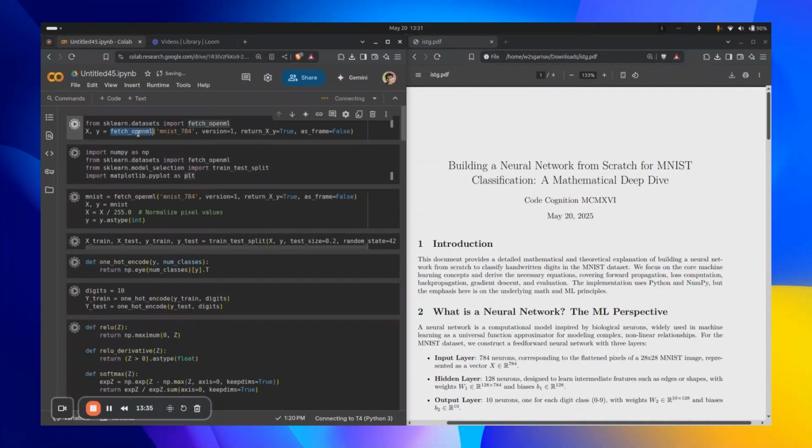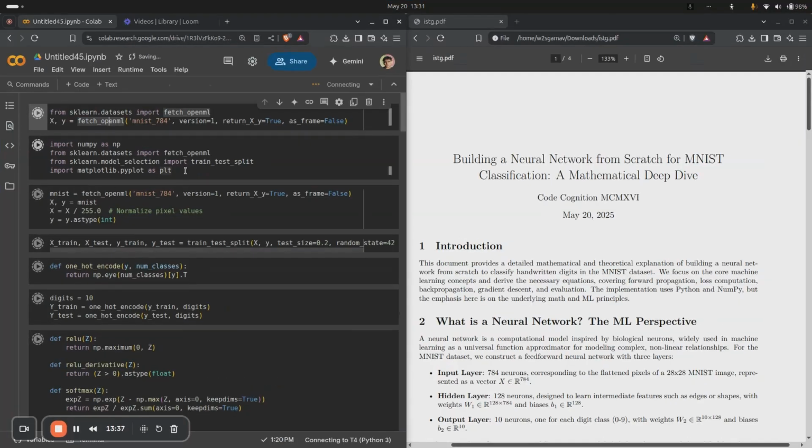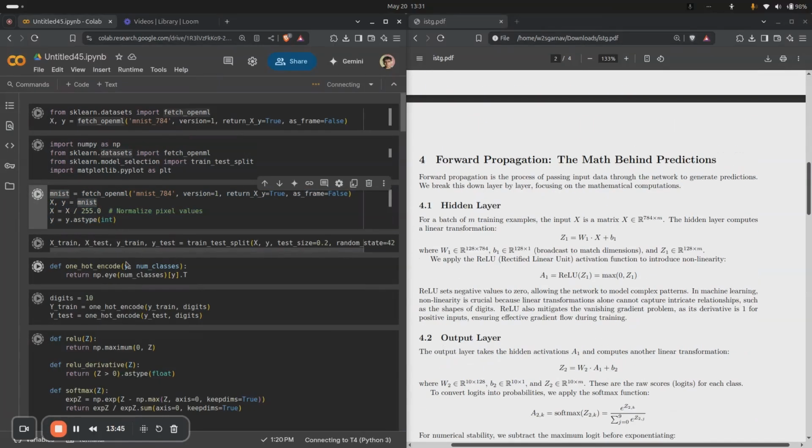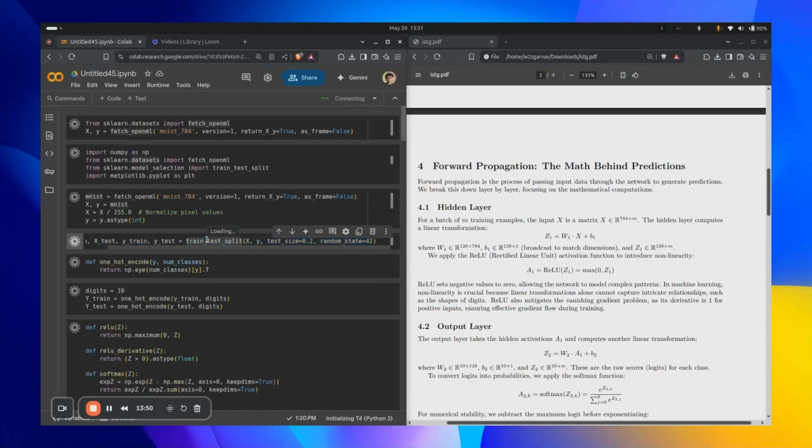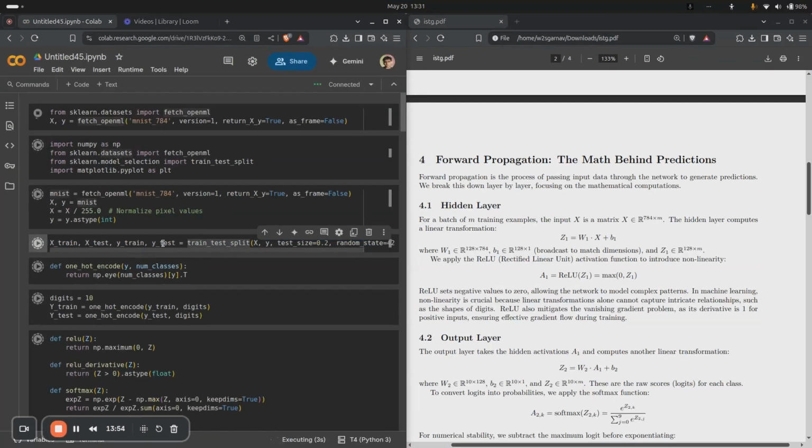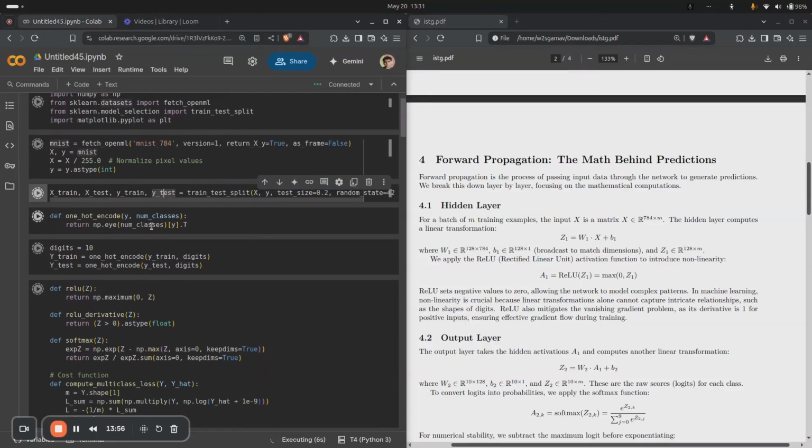In the first code cell, we have imported the dataset, and these are the other import statements that we have. And then we have normalized the data, as we have read over here as well. And then we have split it with the test size as 20% and the training size as 80%. And then we have one-hot encoded the labels as well, where we now know that the digits are 10, with the training and testing the same.